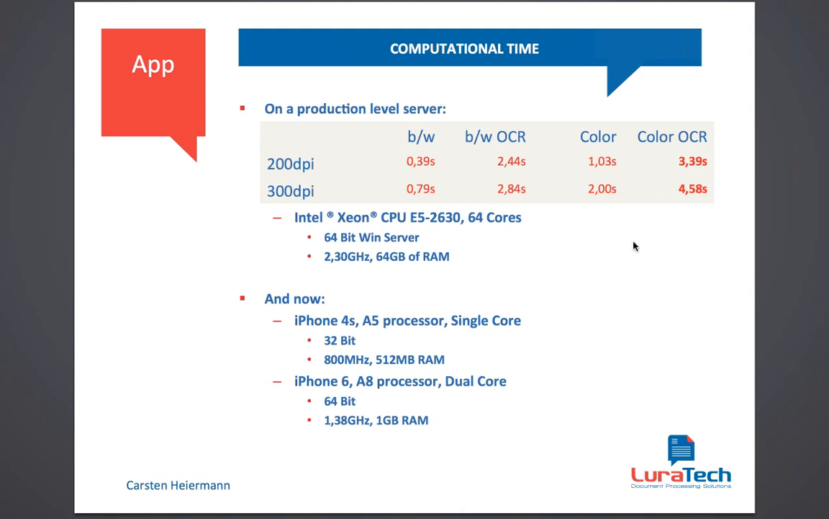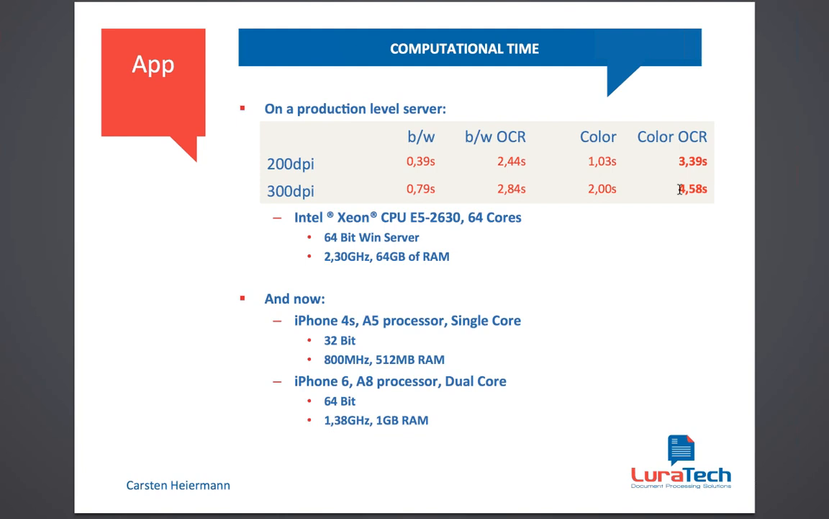So the user experience on a smartphone is way different than the user experience we all have running it on a production server, because we don't care how long it takes per page almost. What we do is we just add hardware. So this is an example, a production level server, this one here. It's an Intel Xeon processor, 64 cores, 64-bit Windows Server operating system, 2.3 gigahertz, 64 gigabytes of RAM. And this computer ends up processing, for example, a 300 dpi document with color and OCR, and it takes 4.58 seconds to do the compression and the OCR in a row.